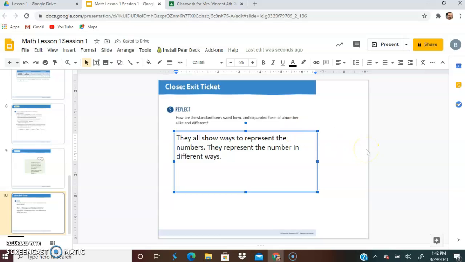So for standard form, it just shows the digits all together. Word form shows the letters spelling out the number. Expanded form shows that place value. They stretch it out to show expanded form.